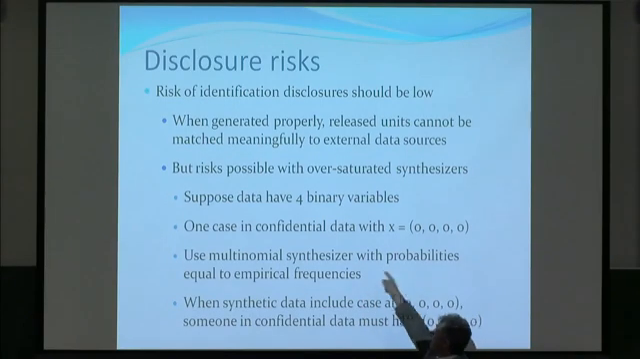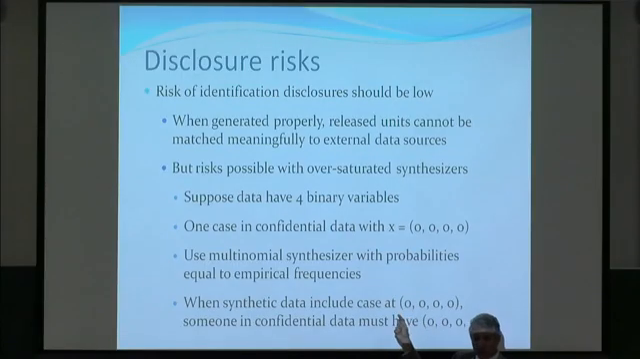If I had one person at 0, 0, 0, 0, the probability would be 1 over 1,000. If I had 0 people at 0, 0, 0, 0, the probability would be 0. So the only way I could generate a 0, 0, 0, 0 in the synthetic data is if I had at least one person in the original data. Okay? But the risk isn't equal to 1, right? I mean, there could be more than one person in the confidential data that had 0, 0, 0, 0. There could be more than one person, so the count would be at least 1. Right? Yes.